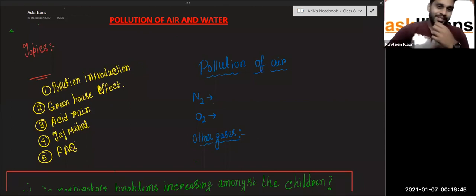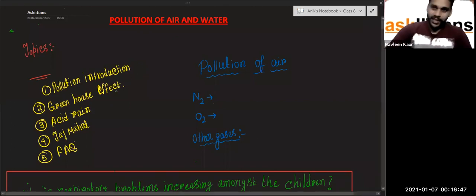The first thing we are going to learn today is pollution, and I am going to introduce how this pollution happens. What are the effects of this pollution and all these things about it. After that, the greenhouse effect. This is a very interesting thing. This is the reason why we are still alive on this earth. I'm going to tell you about this.